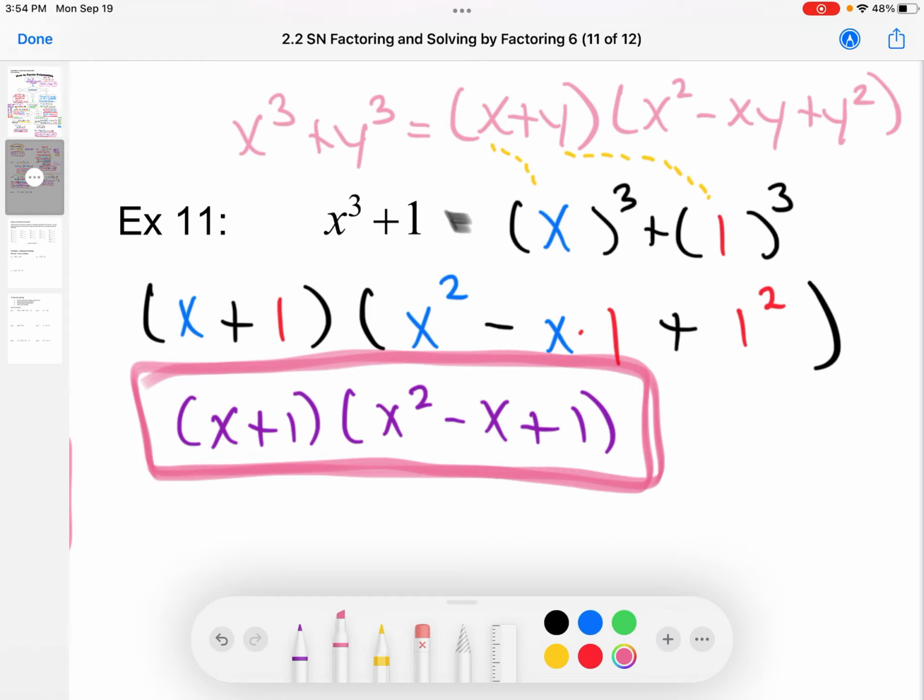Okay, we used the cube root of x to the third. That was x. So we kept our x's from the formula as x. Then y to the third was 1, which makes y equal 1. So we plugged a 1 in everywhere that formula had a y.